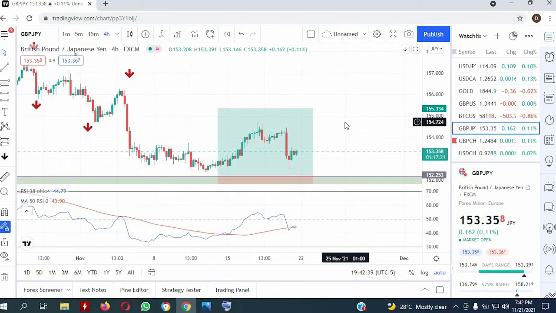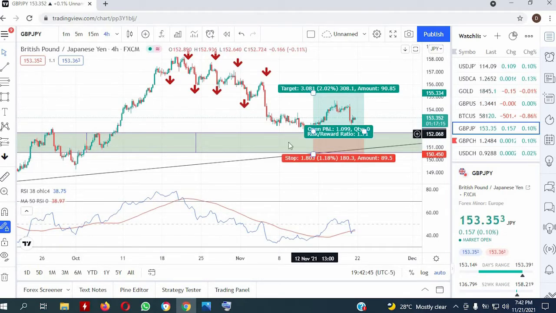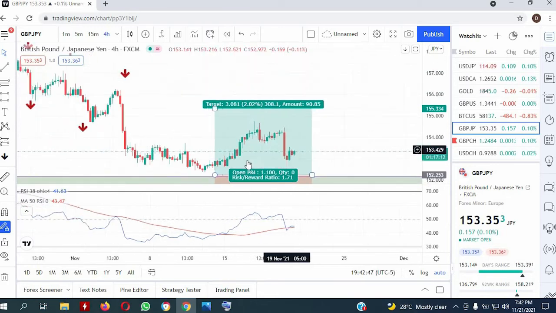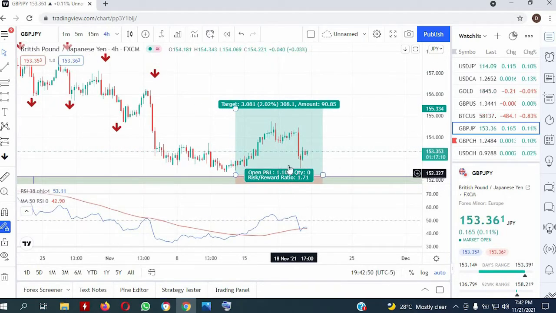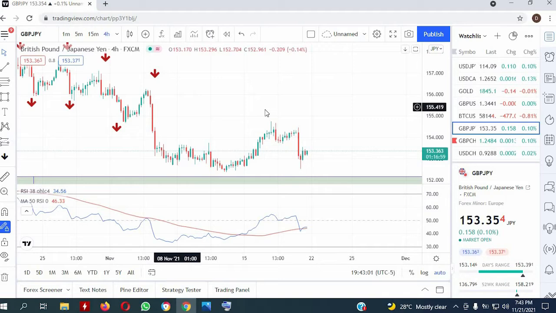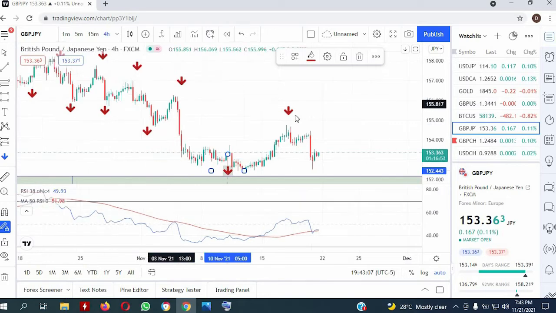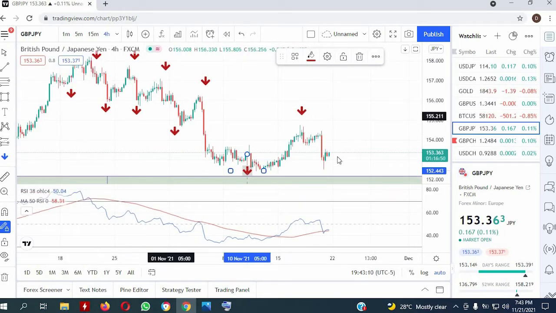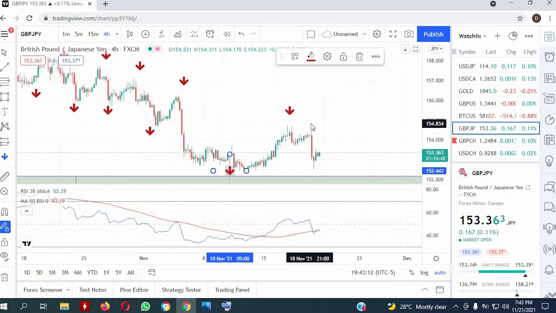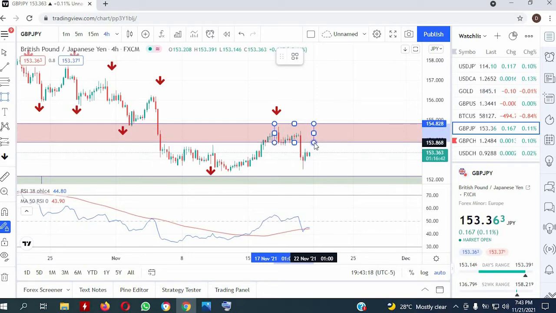So in my last video, I said GBP JPY would come back into this area for support. It did. So GBP JPY came into this area, starting to push further up. So the GBP JPY is still creating lower highs and lower lows. So the GBP JPY is expected to come back into this area for support.